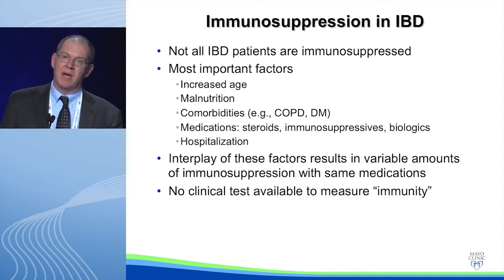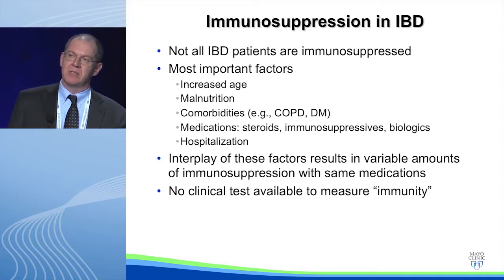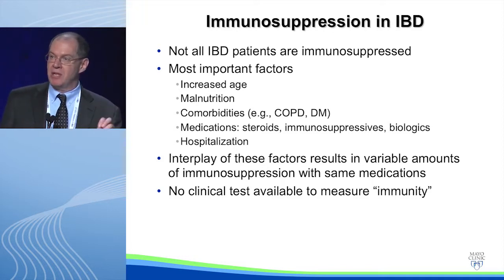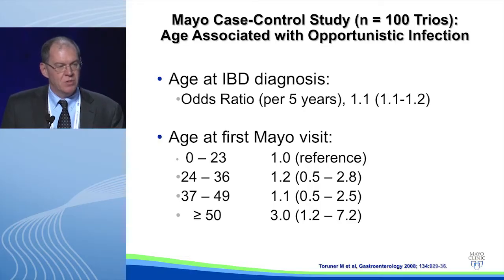And I would argue that the title of this debate shouldn't have just included immunomodulators or biologics. It should have also included corticosteroids, because I'll show you data that that's probably the biggest factor in all of this. And the problem is that there is no one way to predict in an individual patient how much immunosuppression they're going to have, and there's no test that we can do to measure the level of immunosuppression, so we have to do some guesswork.